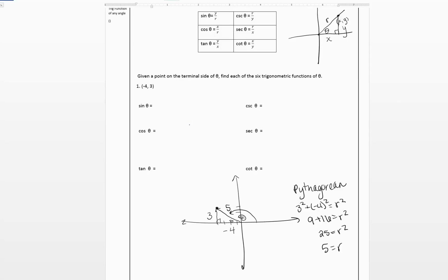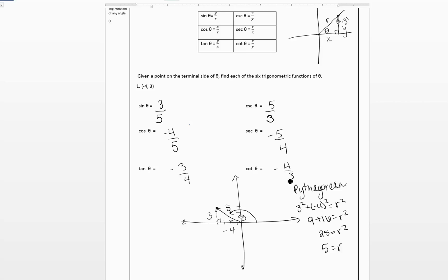Okay, so now just think SOHCAHTOA. Sine would be opposite over hypotenuse, so 3/5. Cosine would be adjacent over hypotenuse, so -4/5. Tangent would be opposite over adjacent, so -3/4. And then cosecant, we can just flip, would be 5/3. Secant would be -5/4. And cotangent would be -4/3.